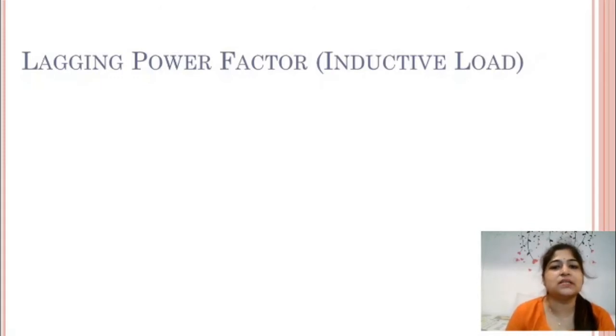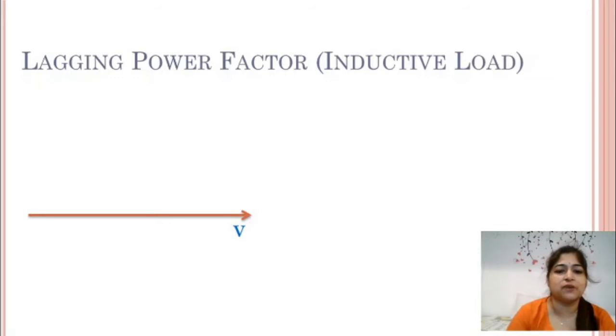So first we will consider inductive load, that is for lagging power factor. So we will draw V as reference. Whenever we draw a phasor diagram for such machines, we draw V as reference. In the voltage equation, induced EMF E comes out to be equal to terminal voltage V plus the drops. So we will first of all take V as reference. We will add drops to it and then we will get the induced EMF E.